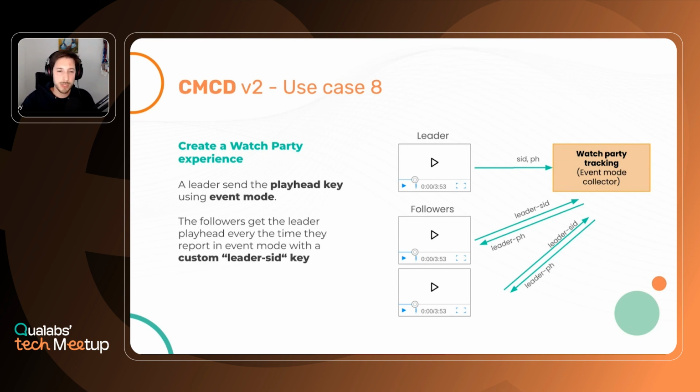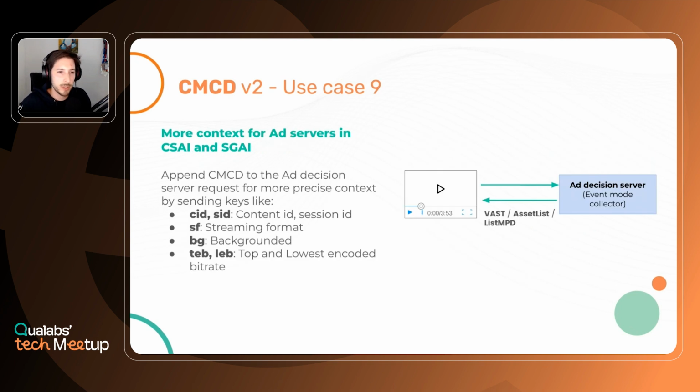Also, another use case we can think of is, for example, more context for ad servers. Think about CMCD again just as an interface. So every time, for example, with client-side ad insertion, someone asks for the content for an ad, we can also attach CMCD information saying, hey, the player is backgrounded, or this is the top and lowest level of encoded bitrates that the player experienced. So you can make better ad decisions or formats about the ads to respond back with, in the form of VAST, asset list, list MPD if it is server-guided insertion, or whatever.